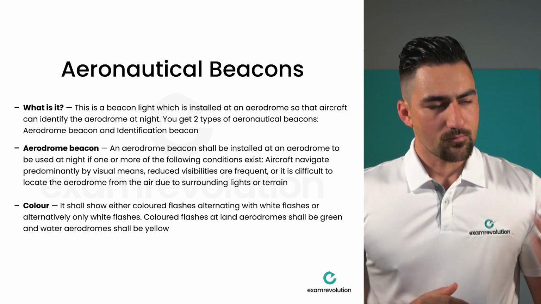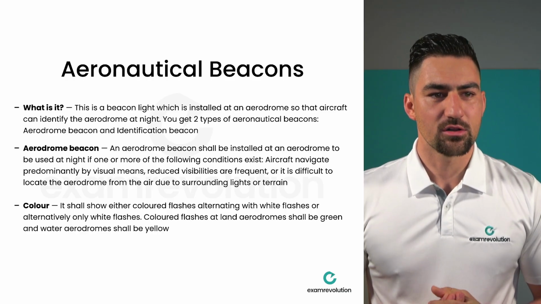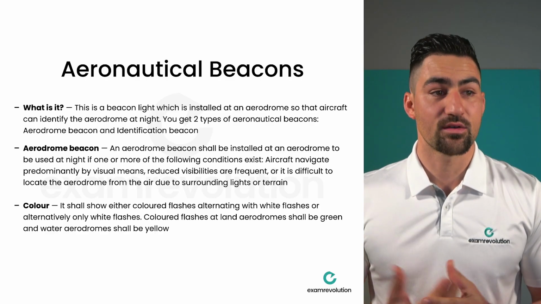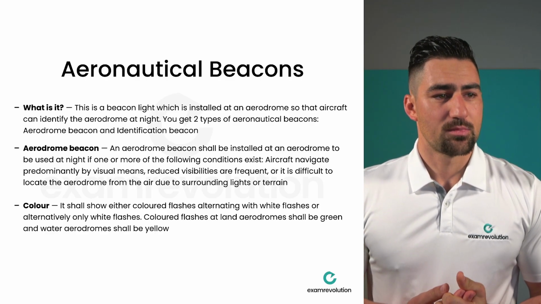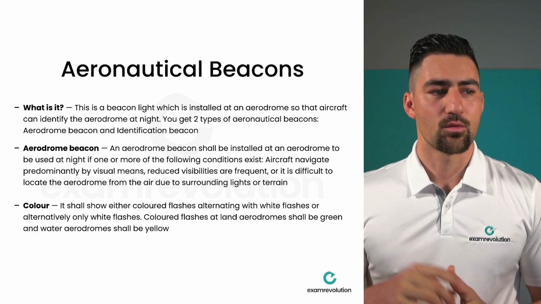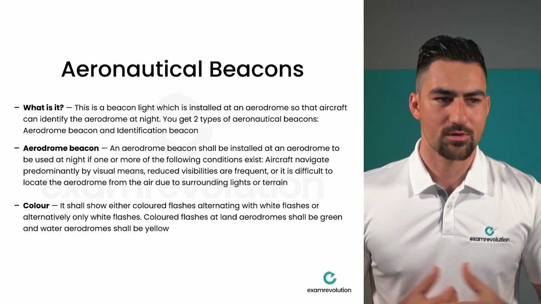And then the color of an aerodrome beacon should be either colored flashes alternating with white, or alternatively only white flashes. So the colored flashes at land aerodromes shall be green, and then at water aerodromes shall be yellow. Okay, so that's how you can determine which one is which, right?